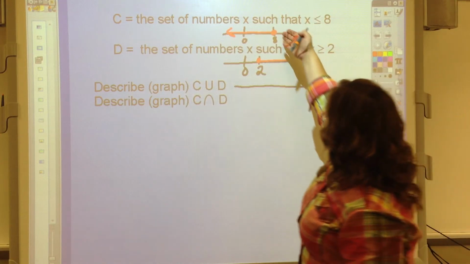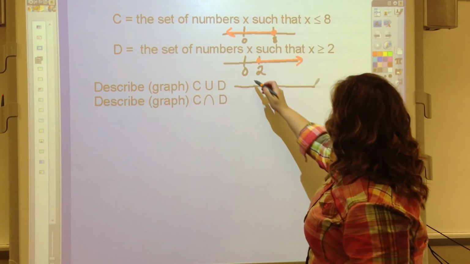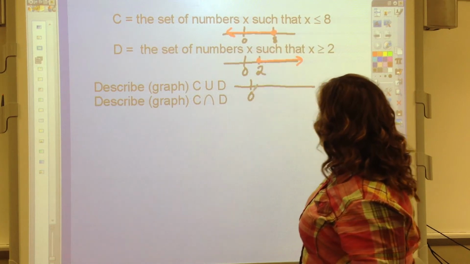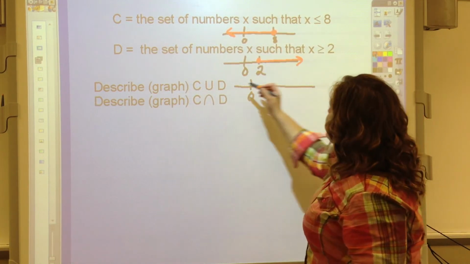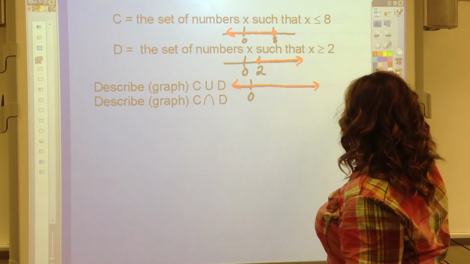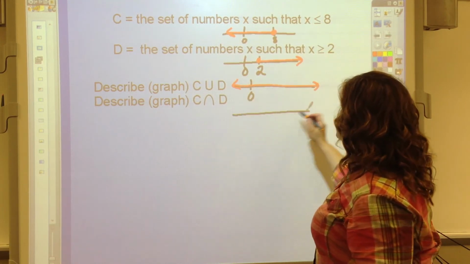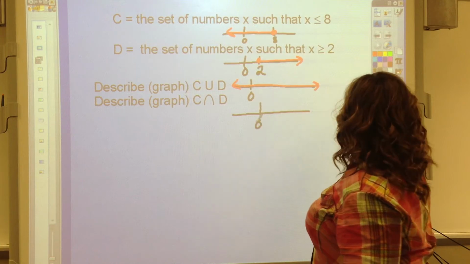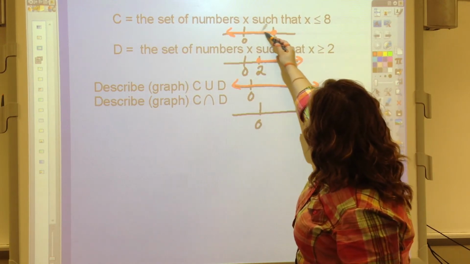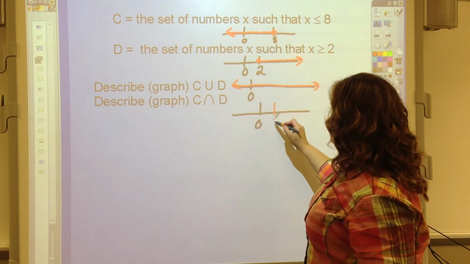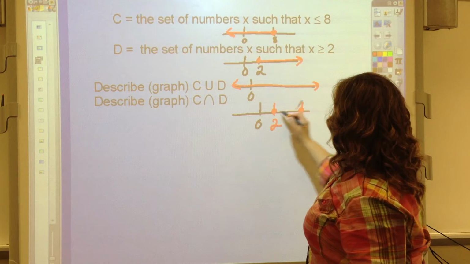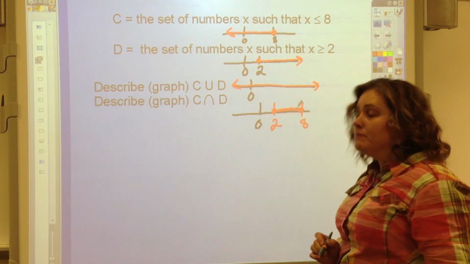So if I look at the graph showing their union, I want both x less than or equal to 8 and x greater than or equal to 2. Let's see, I would need to combine this graph with this graph. Here's 0, and it looks to me like when I combine these two graphs, their union is going to be everything. And now let's look at the graph of their intersection. Again, here's 0, and let's look at what they have in common. They have in common from 2 to 8. So here I would have 2 and 8, and everything in between.